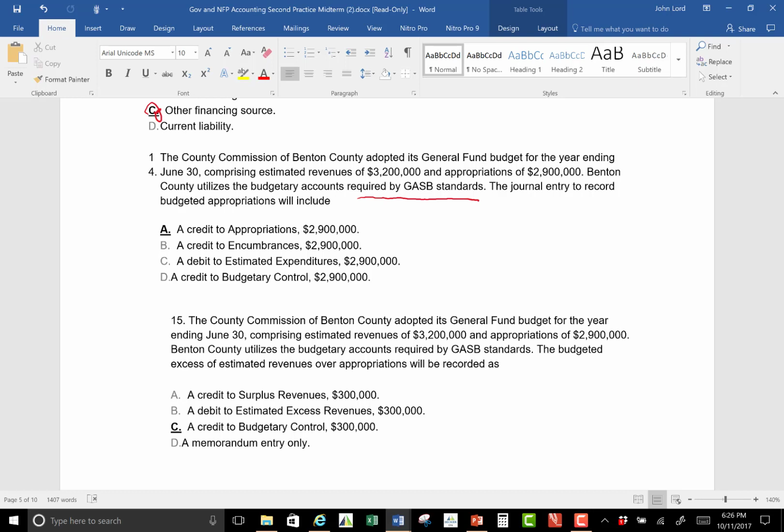But the journal entry to record the budget, let's just go ahead and do that. We would debit estimated revenue, $3,200,000. Credit appropriation, for how much? $2,900,000.